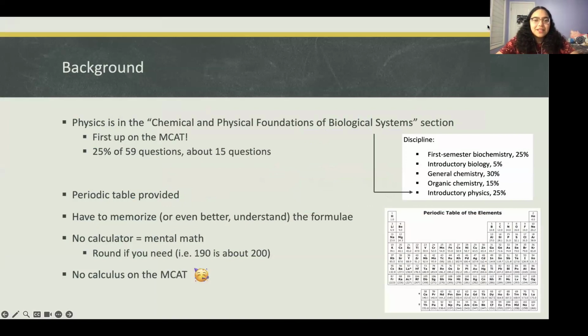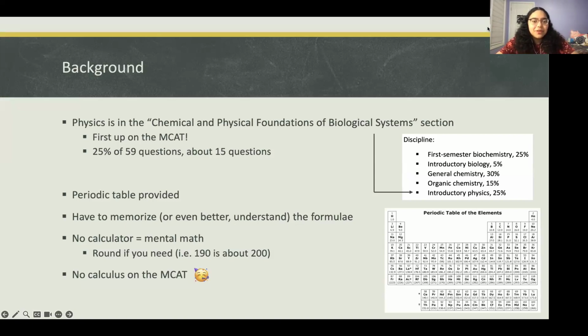I feel like physics kind of scares people sometimes, but it's not too many questions. It's going to be in the Chem Phys section, so it's going to be first up on your MCAT. But out of the 59 questions, the AAMC says about 25% of it is physics, so about 15 questions. You'll get a periodic table, but that's more for nuclear decay and stuff, so not the stuff we're covering today. You wouldn't need it.